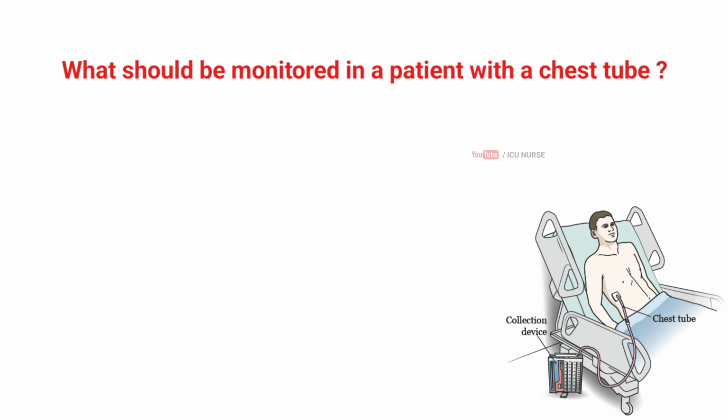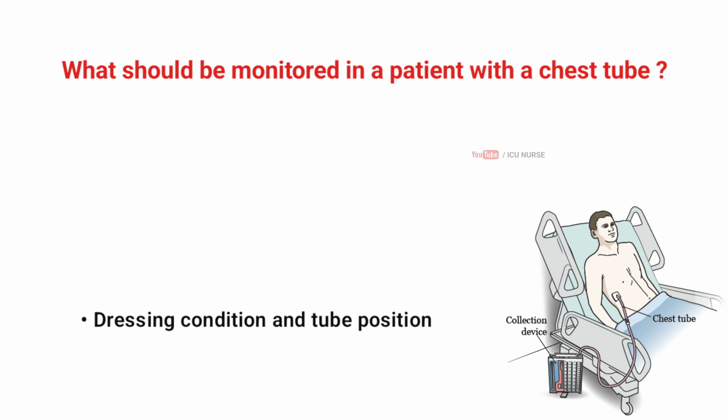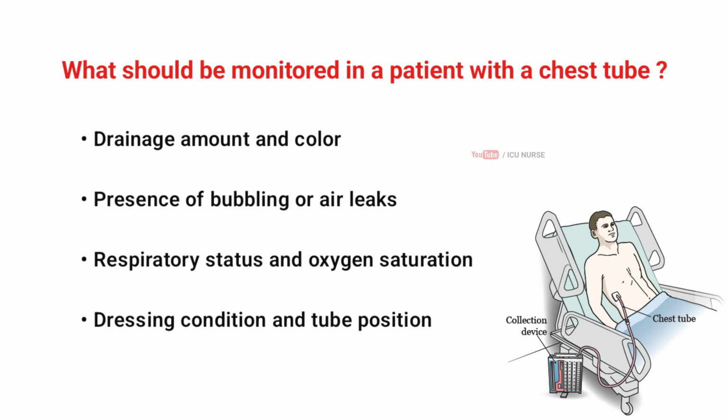What should be monitored in a patient with a chest tube? Drainage amount and color, presence of bubbling or air leaks, respiratory status and oxygen saturation, dressing condition and tube position.